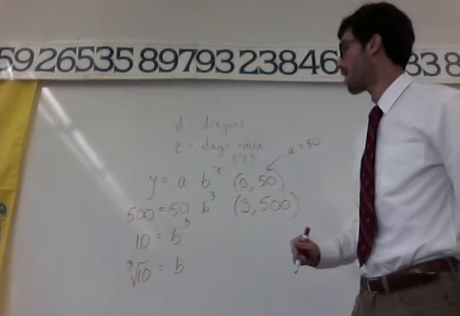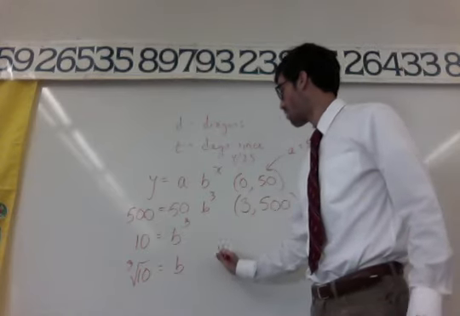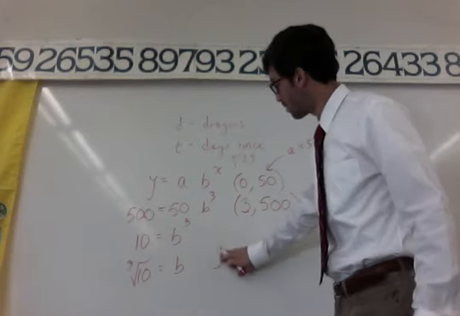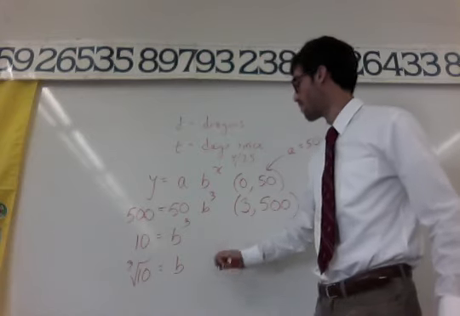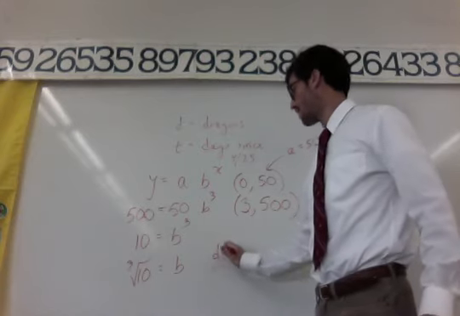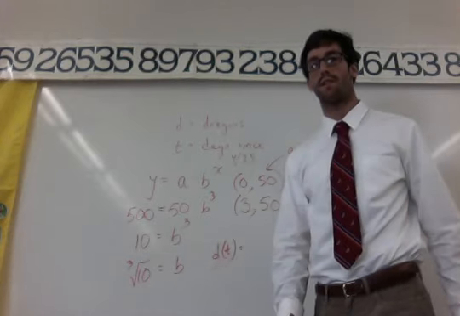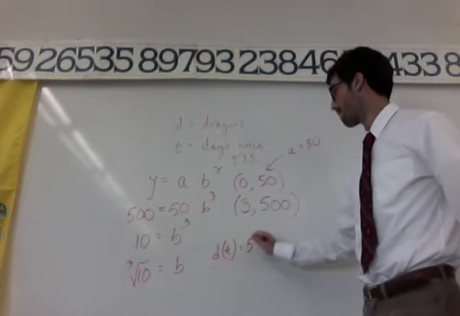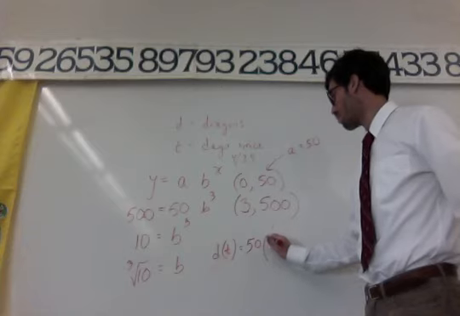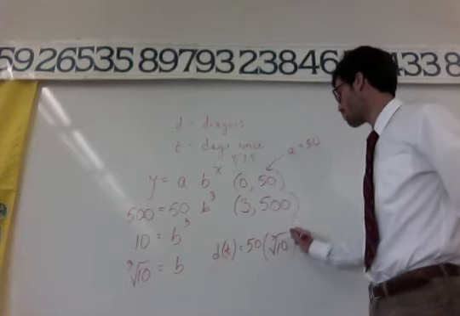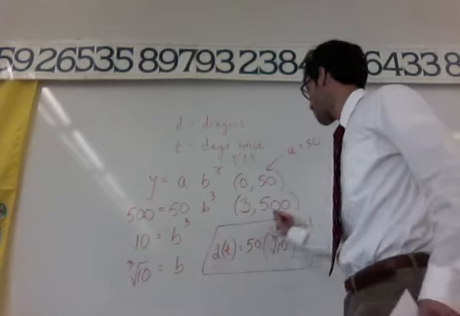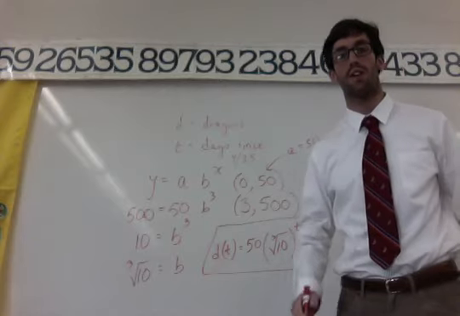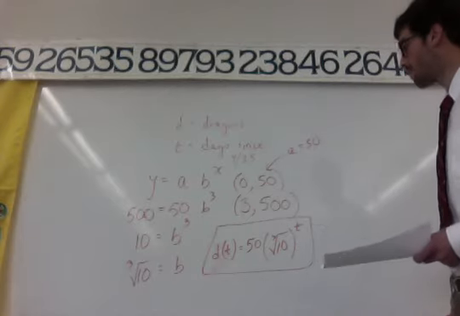But that's the multiplier, so I'm going to write the equation as y equals, nope, talking about dragons and time, so D, or D of t, equals 50 times the cube root of 10 to the power t. And that's my equation. Right? That's the equation I would use. That's the answer for part A.